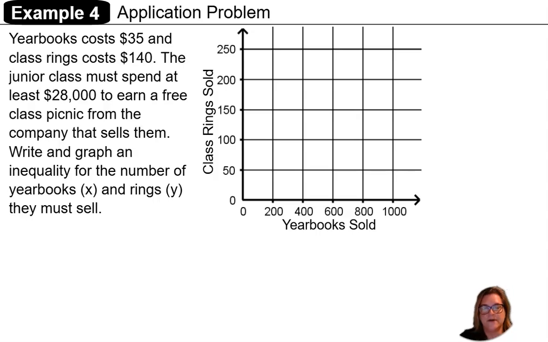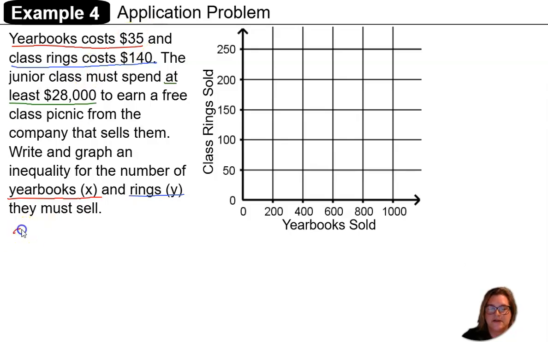So in example 4, we're told that yearbooks cost $35 and class rings cost $140. The junior class must spend at least $28,000 to earn a free class picnic from the company that sells them. Write and graph an inequality for the number of yearbooks, X, and the number of rings, Y, that they must sell in order to have their picnic.